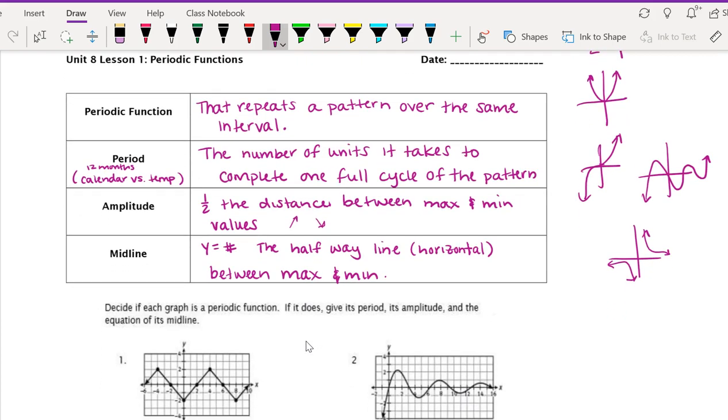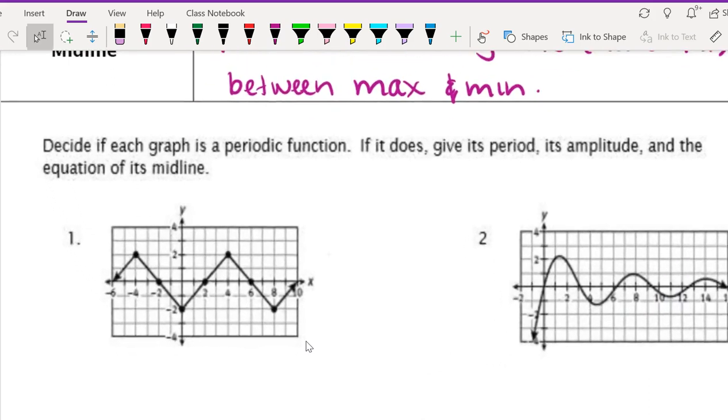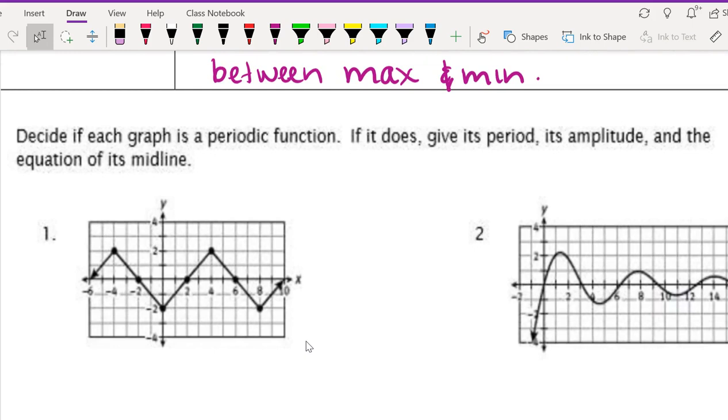But here we go. First of all, you need to decide if the function is periodic. If it is, give its period, its amplitude, and the equation of its midline. All right, so here in number 1, first of all, is it periodic? Do you notice a repeating pattern? And if you do, then it would be considered a periodic function.